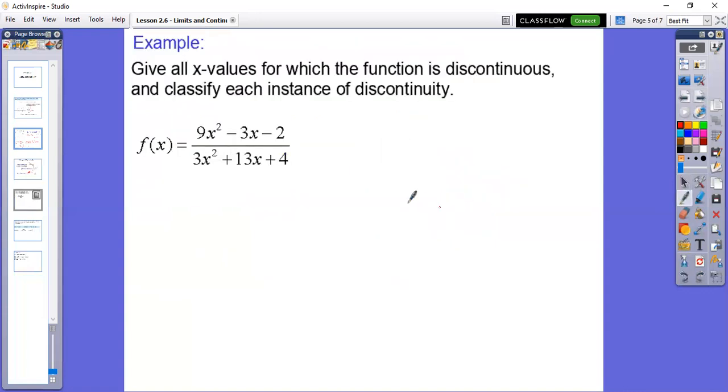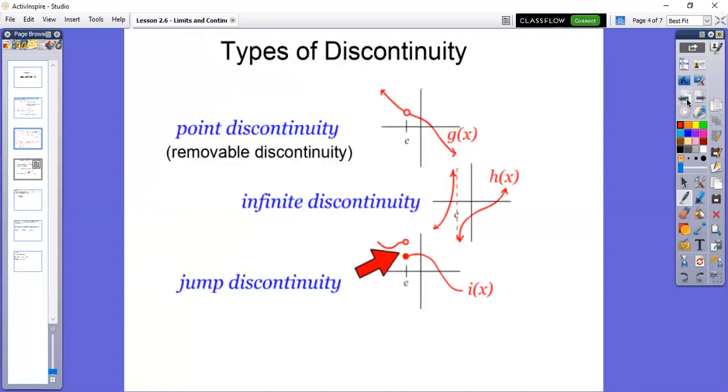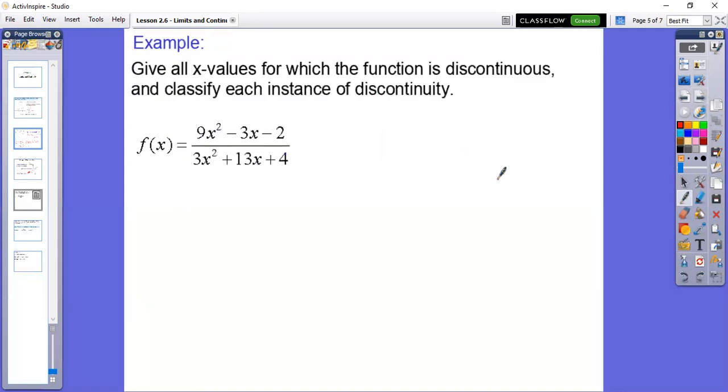So there's a gap in the function. So now I want to look at this function. I want to give all x values for which the function is discontinuous and classify each as one of these three: as either jump, infinite, or point. So in order to figure out what causes discontinuities here, I want to look at the denominator specifically, because when the denominator is equal to 0 is when I have issues.